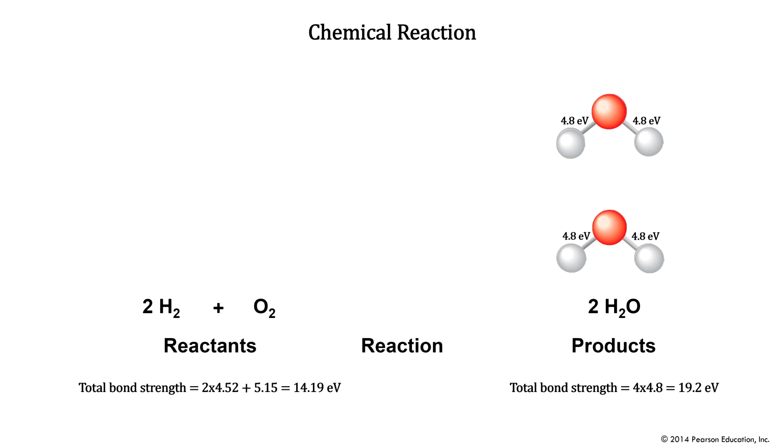It's an exothermic reaction when energy is released. It's an endothermic reaction when energy is absorbed. Here we see that the energy absorbed to break the reactants' bonds is less than the amount of energy released when the product's bonds are formed. So this one is an exothermic chemical reaction.